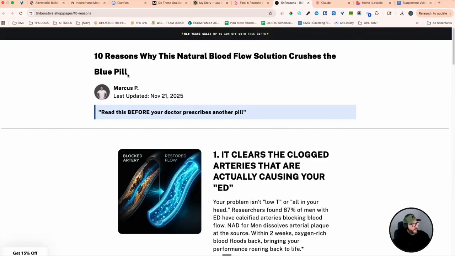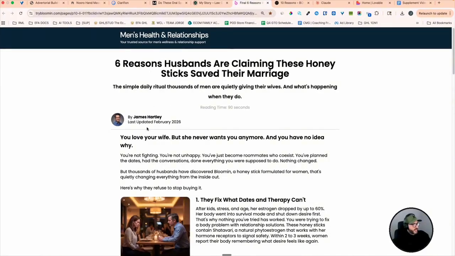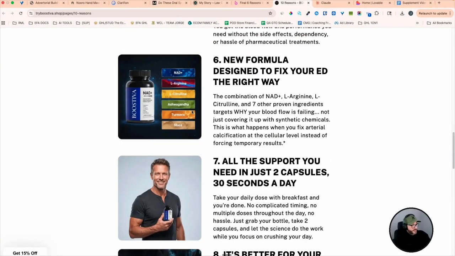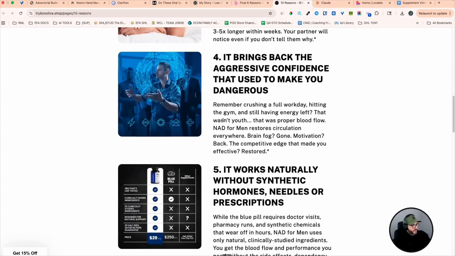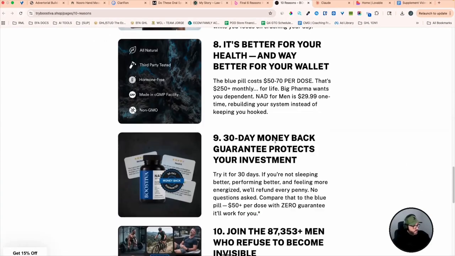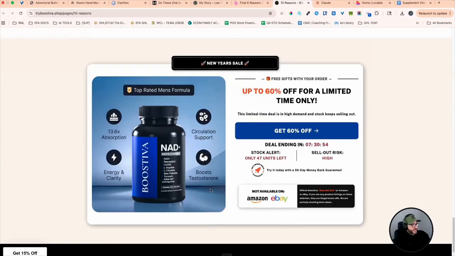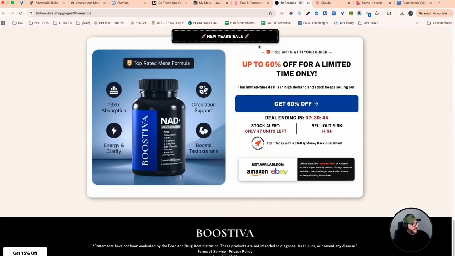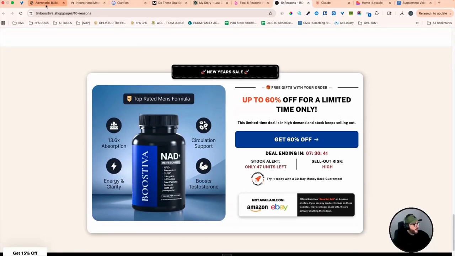So here is another example: 10 reasons why this natural blood flow solution crushed the blue pill. Okay, so here it is pretty similar. You see the matches. Here we have the 10 different reasons that they are talking about. You see that they start introducing the product right after reason number 5. And then here they have the call to action, and this is what they have as social proof, which is an image that can be created easily using AI. So this is the listicle. You see the example there, guys.